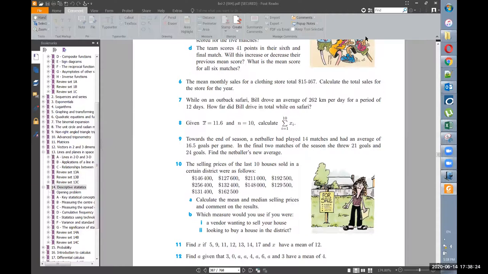So is the mean, by the way. Have you found the mean selling price? The mean selling price is 163,770. And the median is 147,200. My goodness, it's really cheap. Oh my god. What does the question say? It says comment on the result.